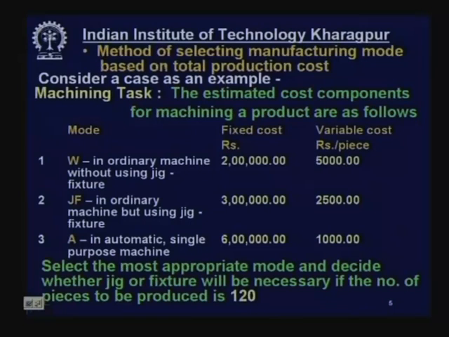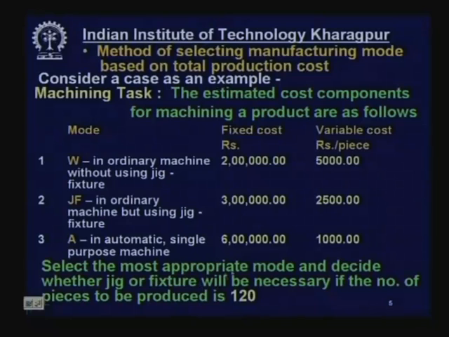Now, after that, method of selecting manufacturing mode based on total production cost. Now, we have seen in the previous frame that there are so many factors, out of which the most important is the manufacturing cost. We shall give an example, it is discussed as an example of selection of manufacturing mode based on total production cost, that is cost of manufacturing by machining. Consider a case as an example. What is the case? Machining task.